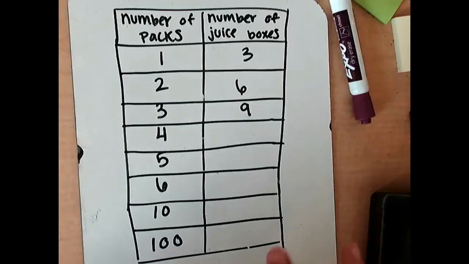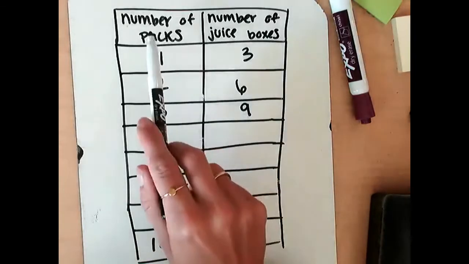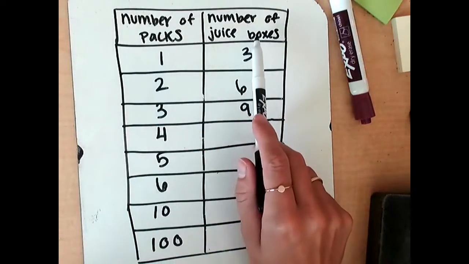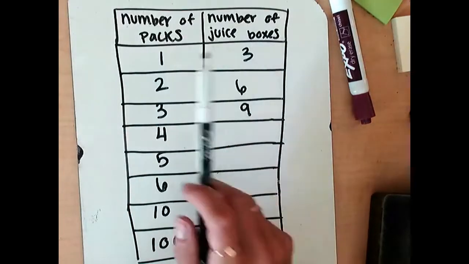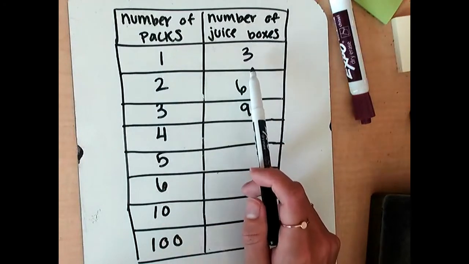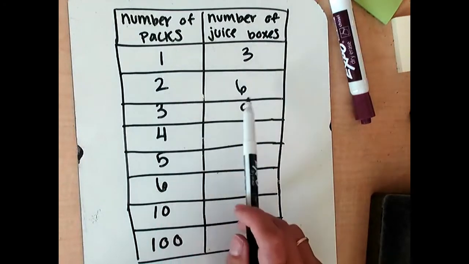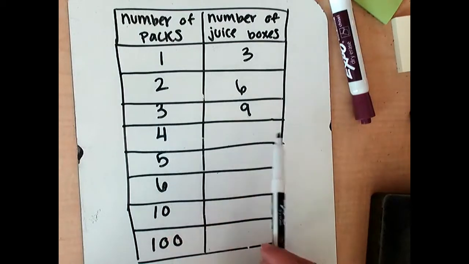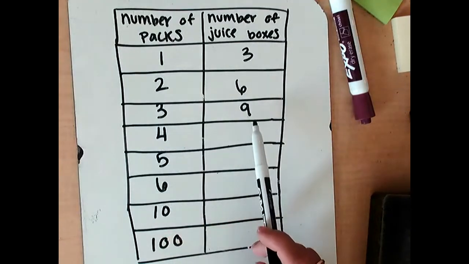Let's take a look at this chart right here. This chart is telling me how many packs I have, the number of packs, and the number of juice boxes that come in each pack. So if I have one pack, it has 3 juice boxes. If I have 2 packs, it has 6 juice boxes. If I have 3 packs, it has 9 juice boxes.